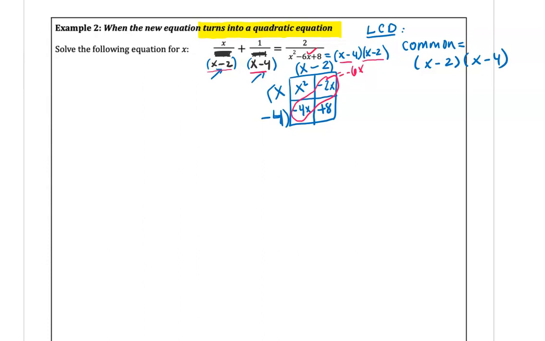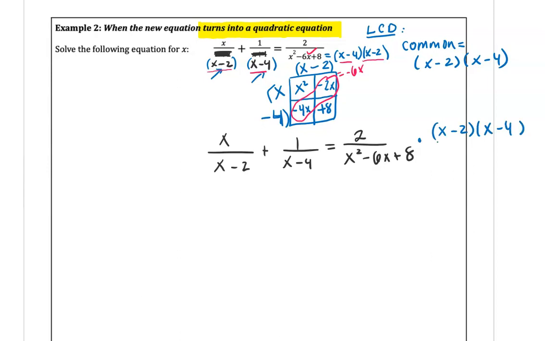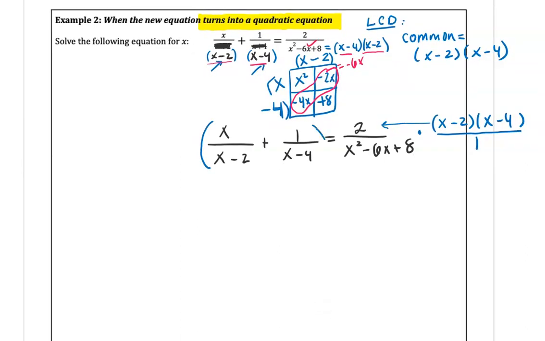So now what I'm going to do is take my original expression, and then take my LCD and multiply it to both sides of my original equation. And I'm going to put my LCD over 1 so that I can understand that these factors are going to the numerator only. So I will do the same thing on this side. Also, for this denominator, I might remember that it consists of the factors of x minus 2 and x minus 4. That'll help me when I'm simplifying later.